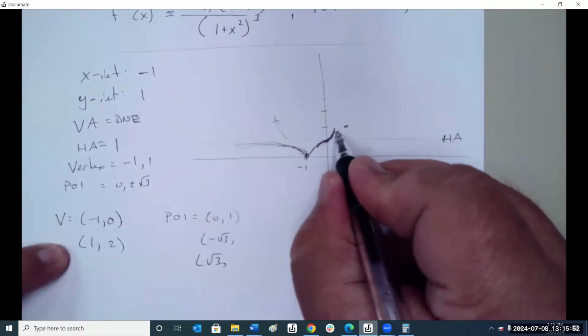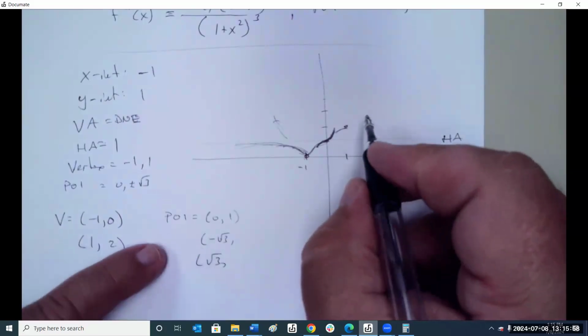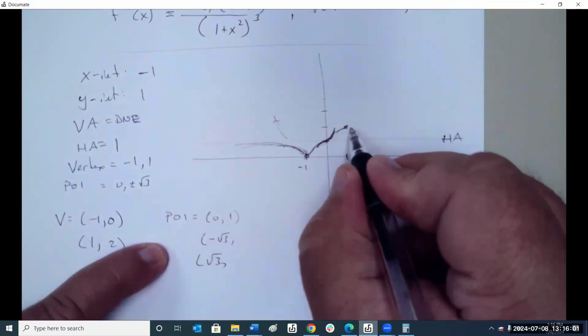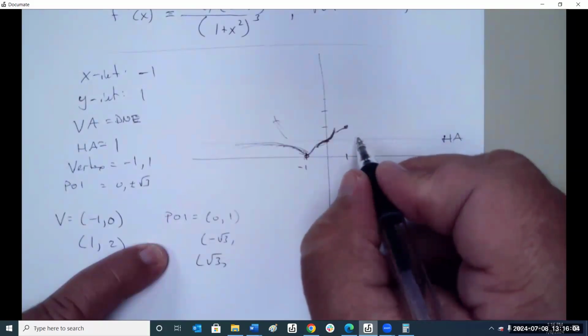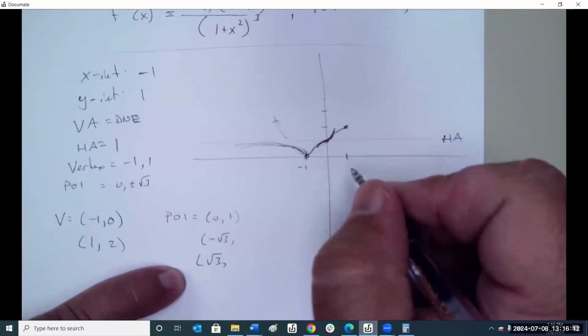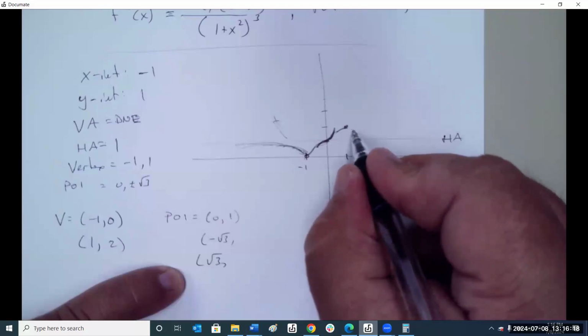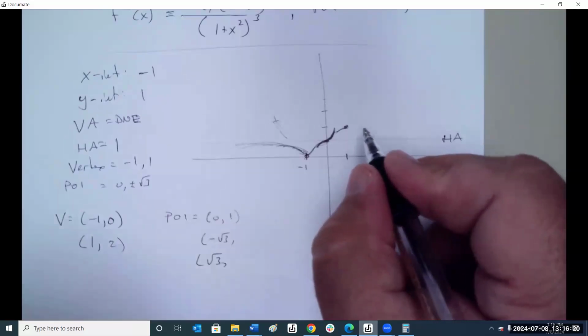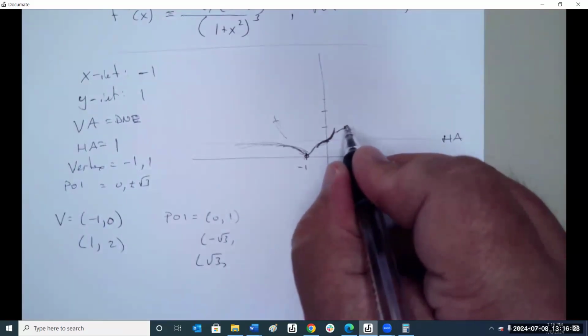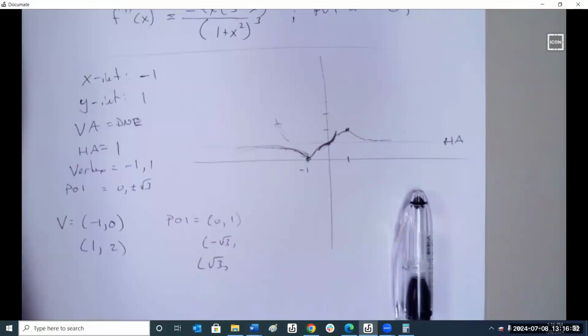1, 2 is a vertex. That's what it looks like. This is going to be an ugly one.